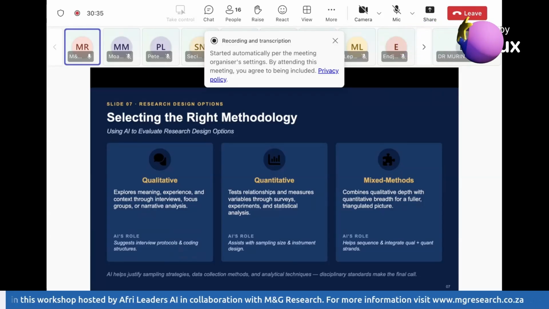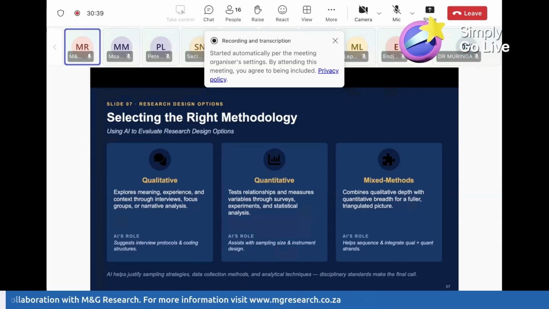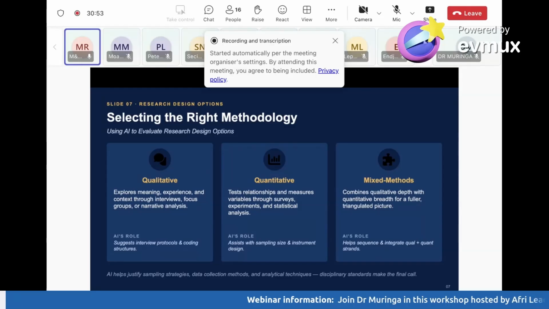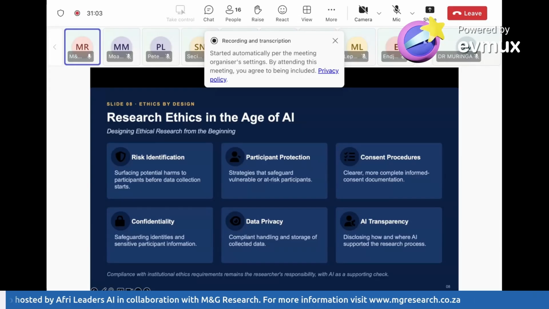Quantitative, it assists with sample size and instrument design, where we want to calculate sample size. In the mixed methods, we combine qualitative and quantitative, with qualitative depth. AI helps in sequencing and integrating qualitative and quantitative strands. In as much as it helps in sampling strategies and data collection methods and analytical techniques, disciplinary standards should always make the final call.